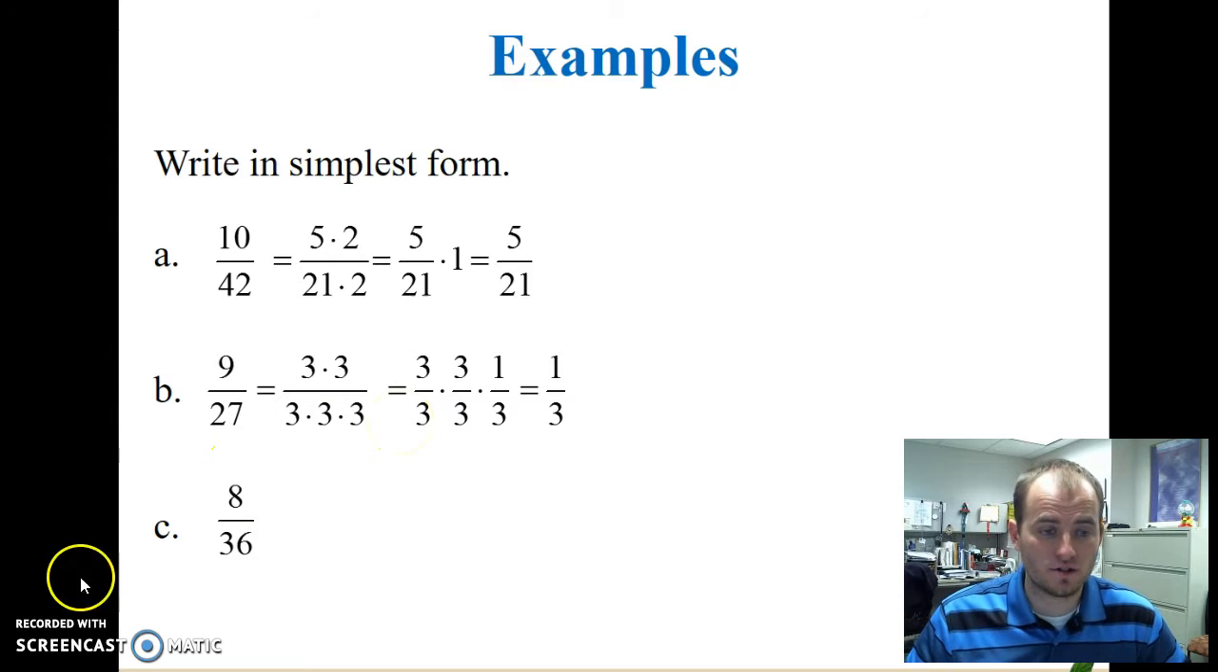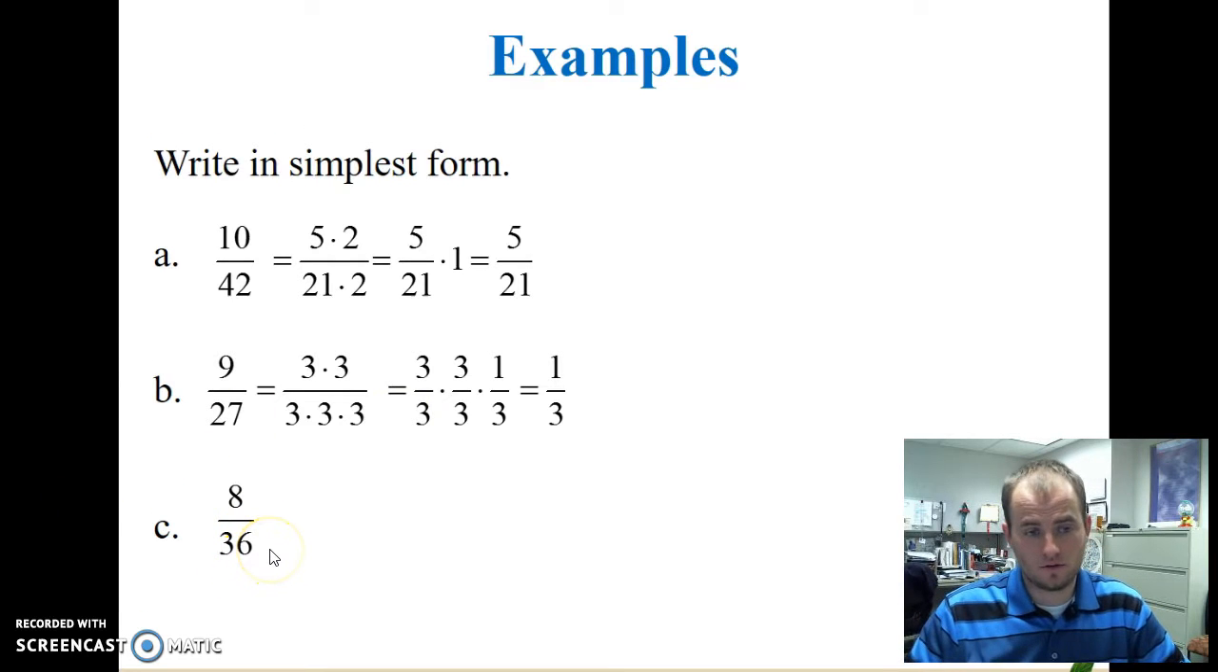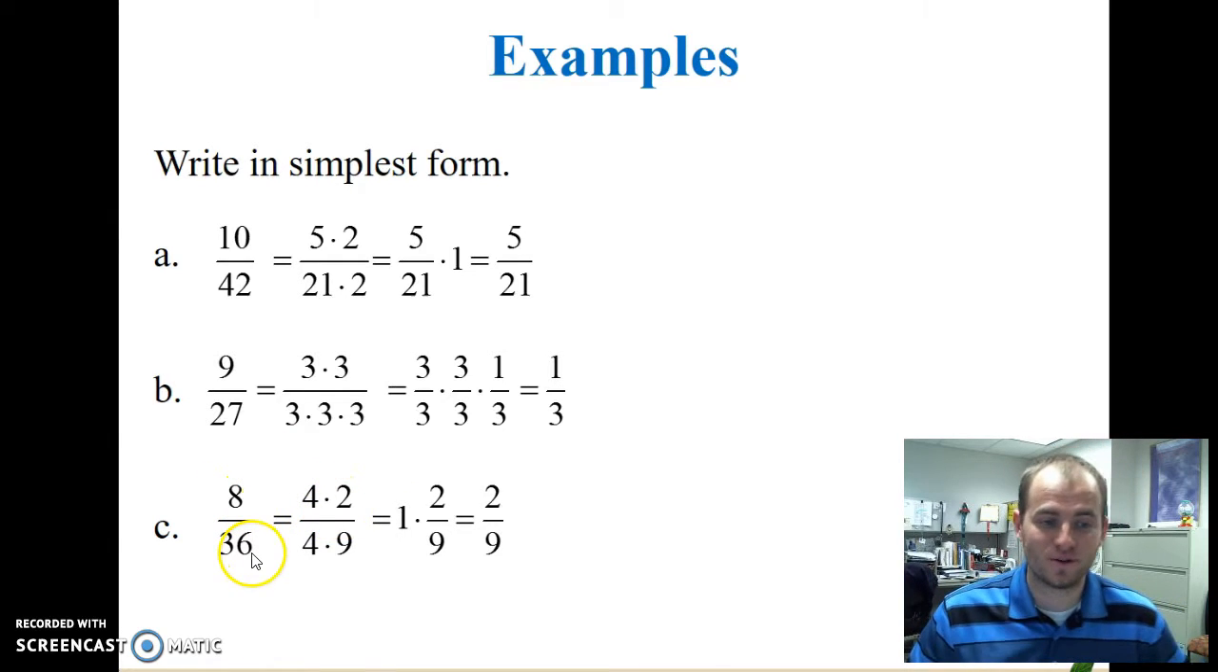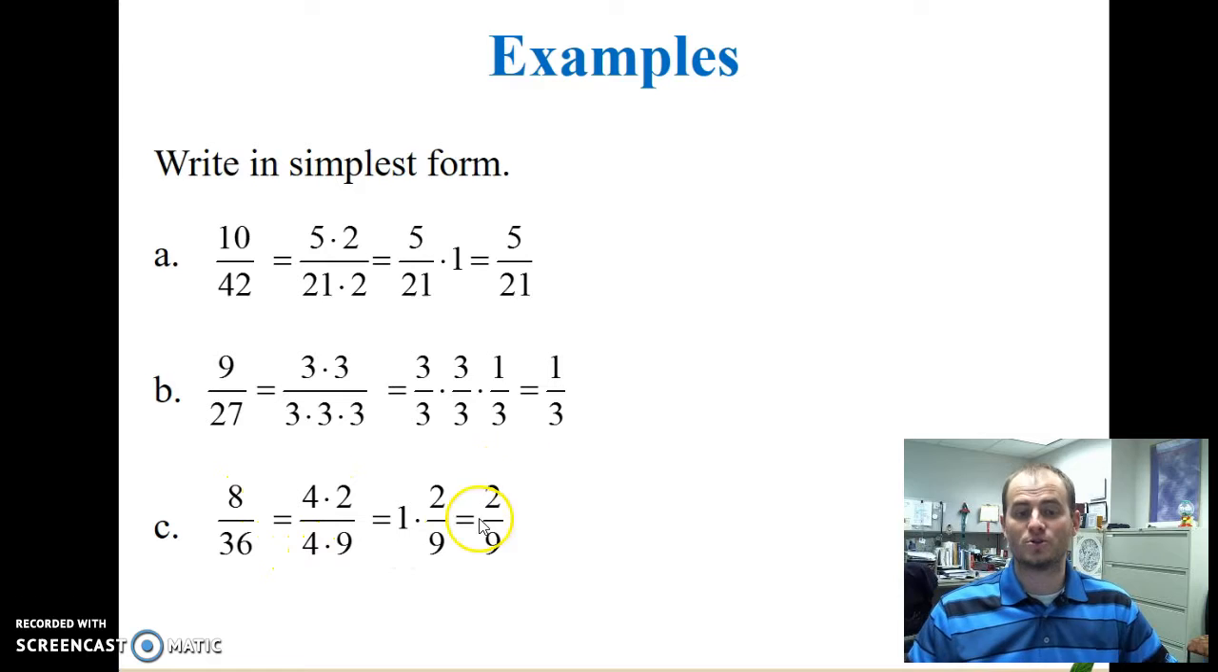Letter C is not on your sheet. 8 over 36. What goes into both 8 and 36? 2 maybe? 4 maybe? I think 4 goes into both. So 4 goes into 8 twice. 4 goes into 36 9 times. So that would reduce to 2 over 9. 2 over 9 is the same thing as 8 over 36.